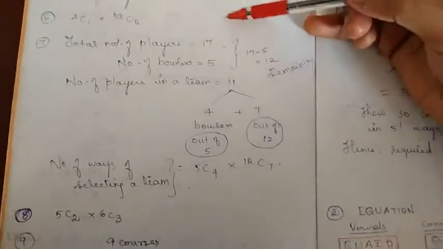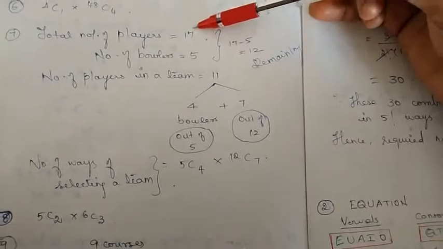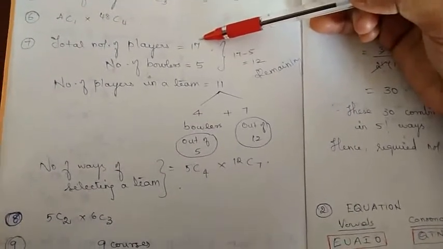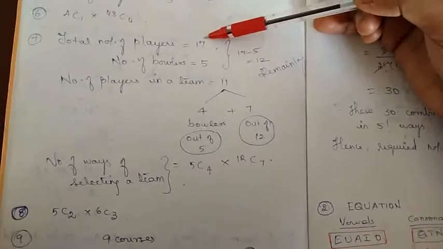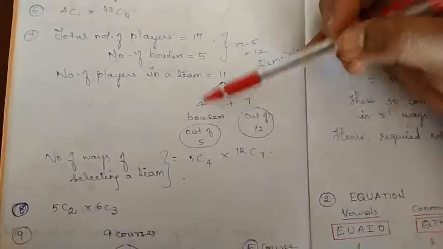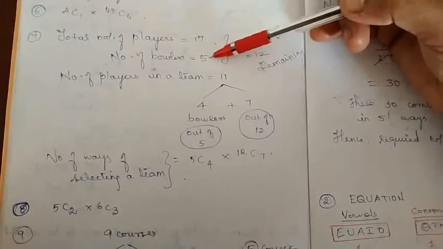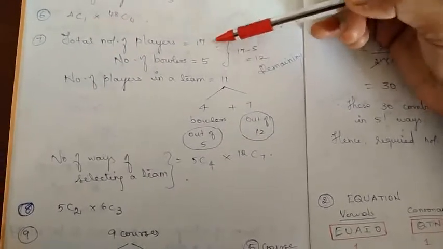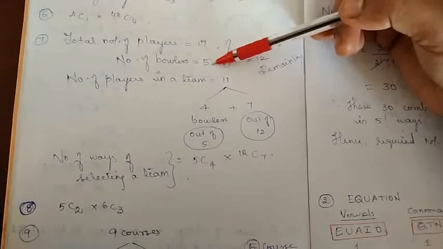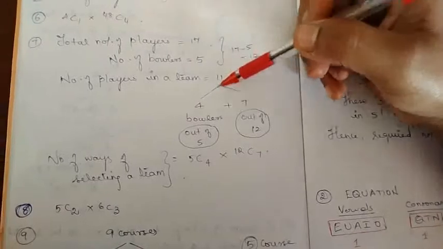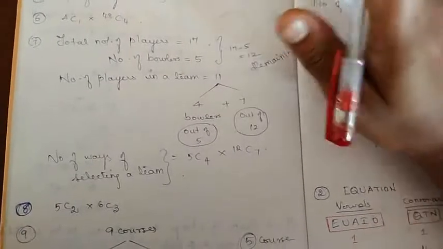See the 7th question. There are a total of 17 players. They are going to select 11 players for a cricket team. Out of those 11 players, it should include only 4 bowlers. But out of these 17, 5 are bowlers. This is what is given in the question. I repeat, out of 17 players, 5 are bowlers. We need to select a cricket team of 11 players in which exactly 4 should be bowlers.